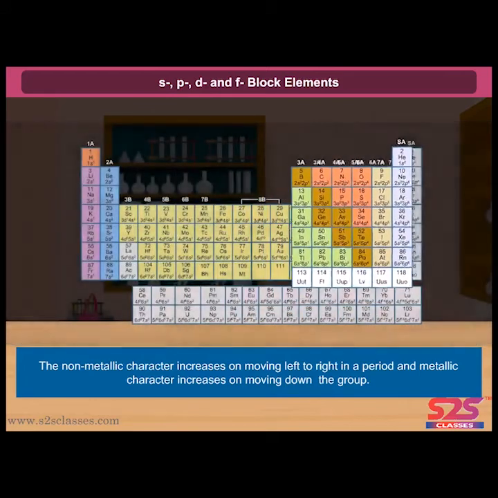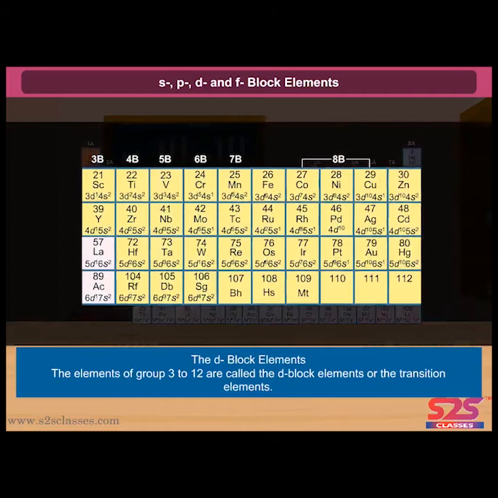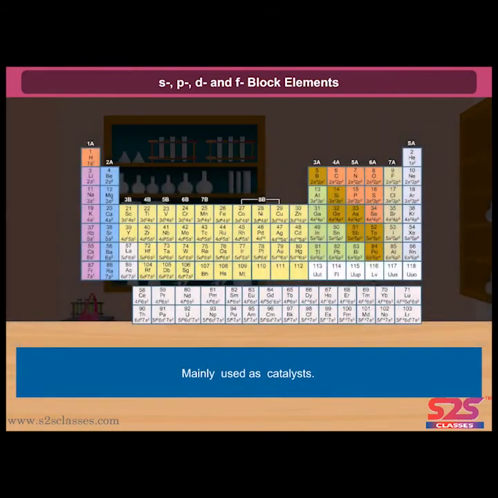group. The elements of groups 3 to 12 are called the d-block elements or the transition elements. The general outermost electronic configuration of these elements is (n-1)d1 to 10 ns0 to 2. These are all metals. These form colored ions and show variable valences and paramagnetism. These are mainly used as catalysts.